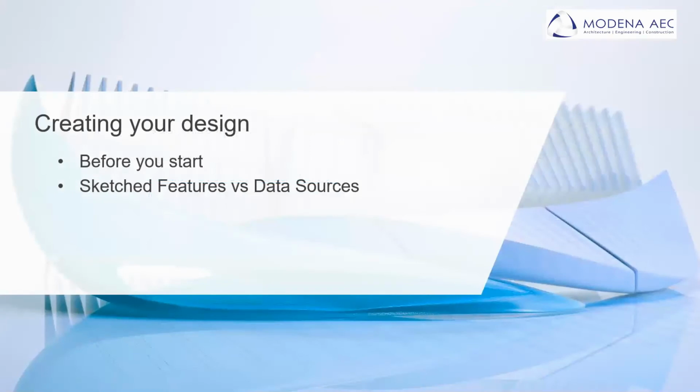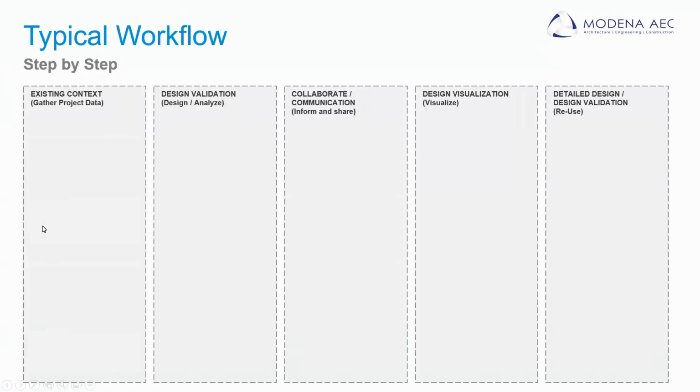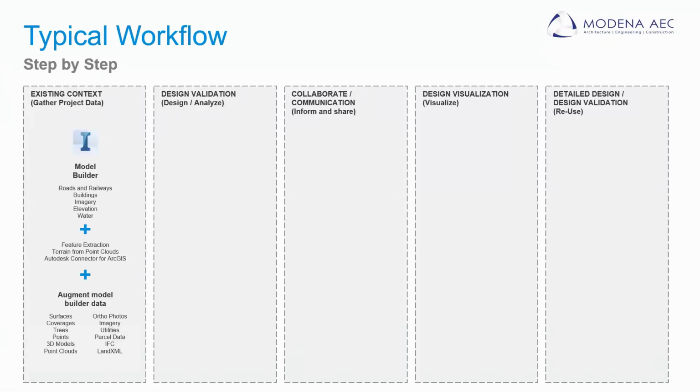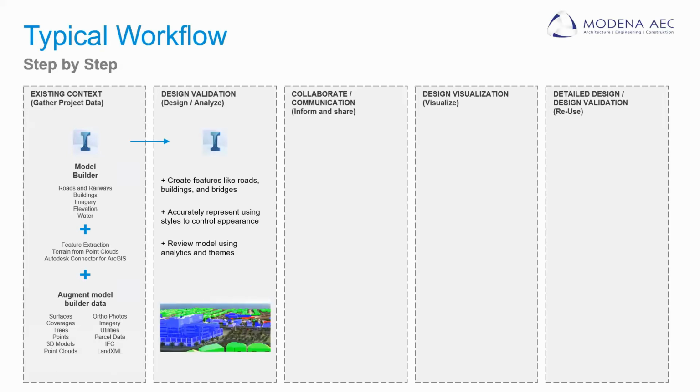Then moving on to creating your design. So here's a step-by-step workflow. The workflow has been broken down into a simpler version. Existing context can be modeled by taking the model builder, adding features from other programs, and augmenting the data with information from other products. Then we can start developing our design by creating features like roads, buildings, and bridges.